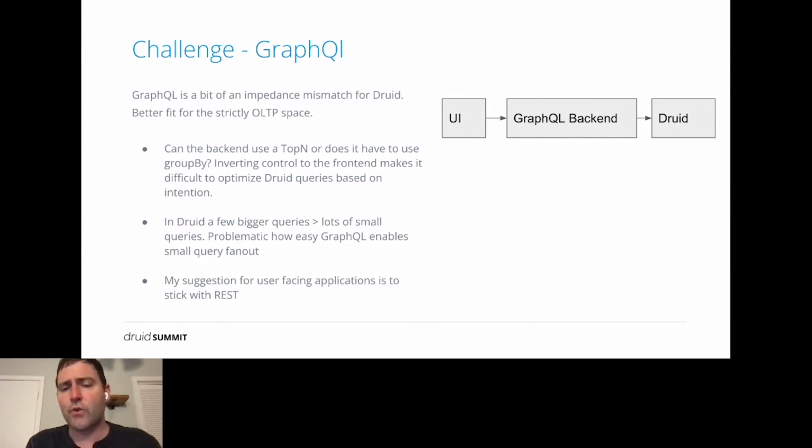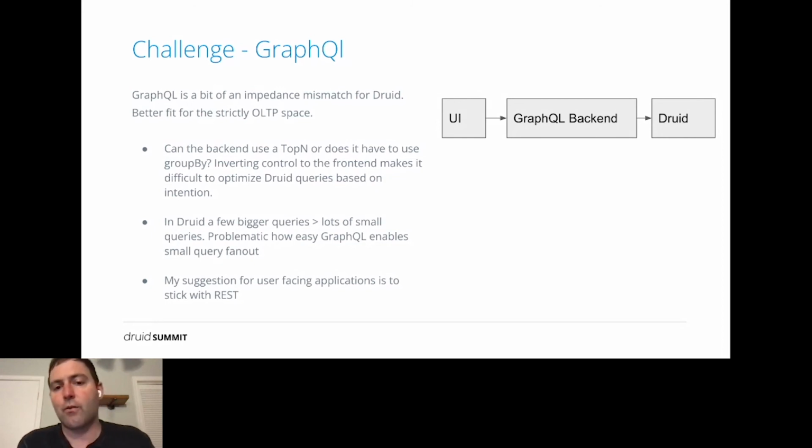Also, GraphQL makes it very easy to do small query fan out, even by accident. With Druid, given that your query is going to always be a scan with filter, it's better to have fewer scans and have a disjunction of filters than to have multiple small queries for each one of those filters. It just means less scanning happening overall.